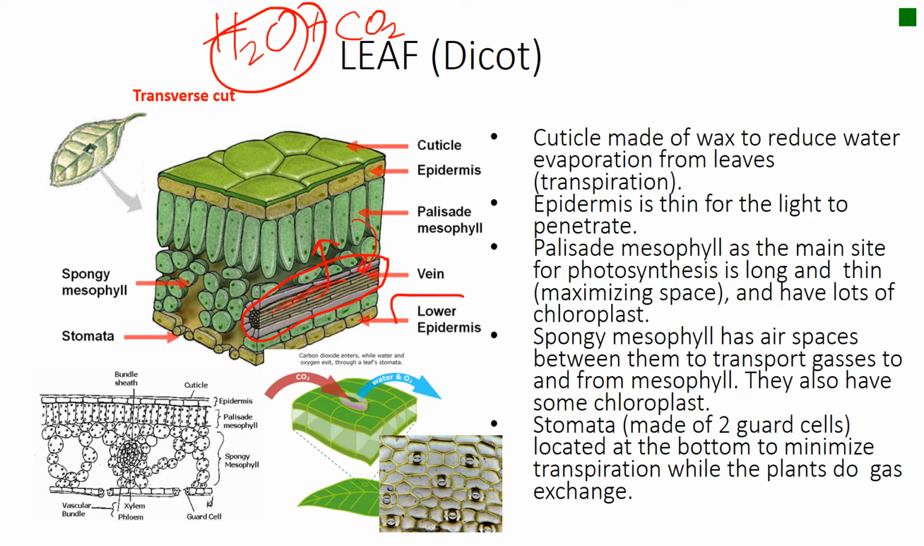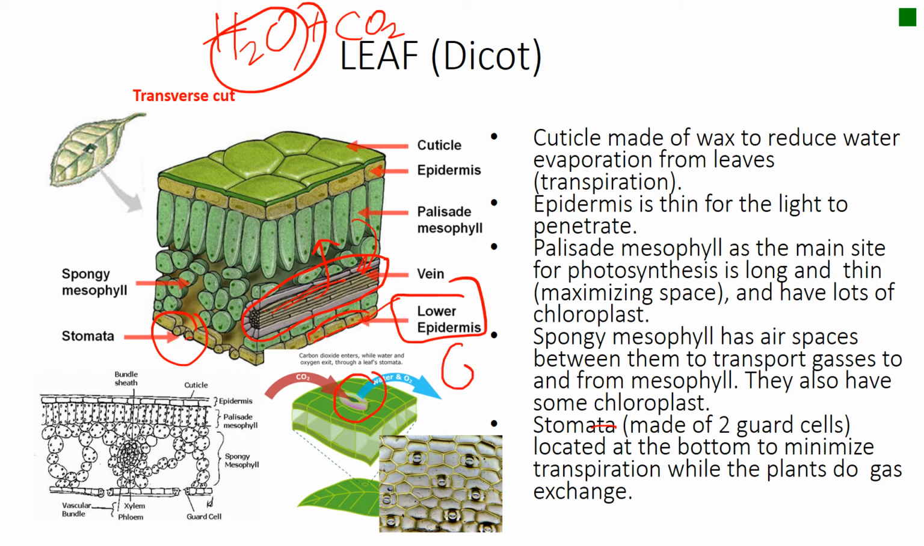The next one is lower epidermis. The lower epidermis again is very thin, one cell thickness, all right? And we also have stomata here. Now, stomata are actually made of two guard cells, all right? Like this, two guard cells.